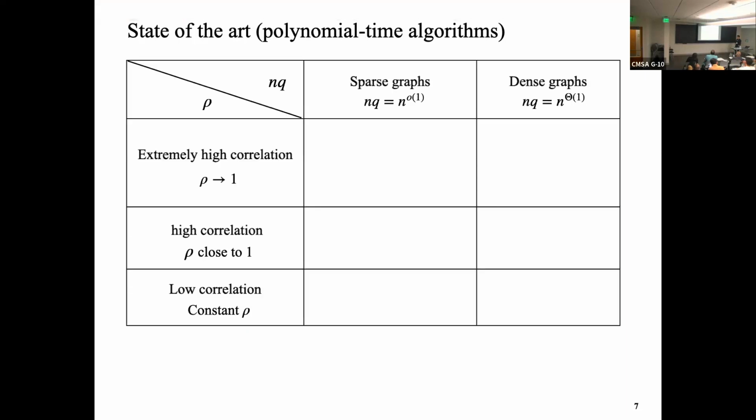So the state of affairs of polynomial time algorithms is summarized as follows. I will frame my discussion using this table where the rows are indexed by the amount of correlation, right? So there is the extremely high correlation, and then high correlation when rho is very, very close to one. And then there is low correlation, let's say rho is a constant 0.5. There are also extremely low correlations. I will say that later. And then vertically, there is the sparsity. So sparse here means average degree is some sub-polynomial in N, and dense means it's some polynomial in N.